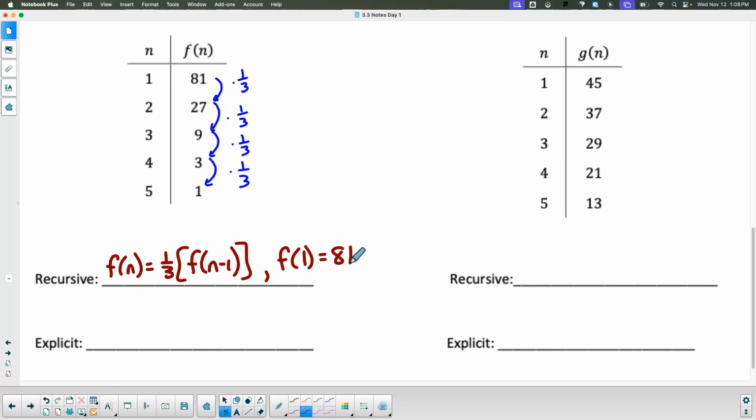Okay? The explicit function then for this one would be f of n equals 81 times 1/3 to the n minus 1 power. Or you could have gone 27 times 1/3 to the n minus 2 power. And so on and so forth. Okay?